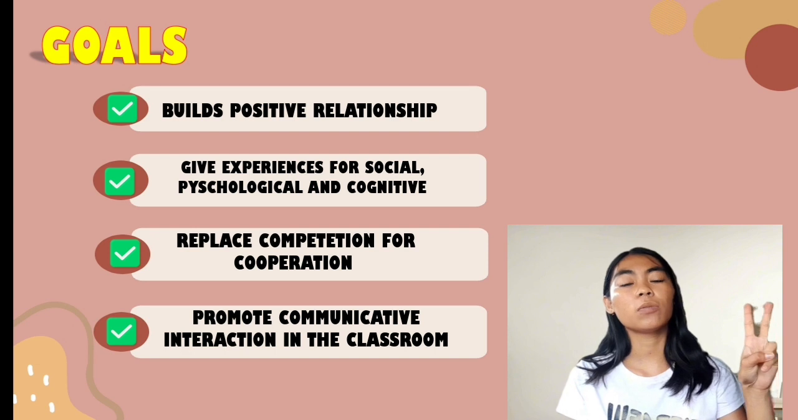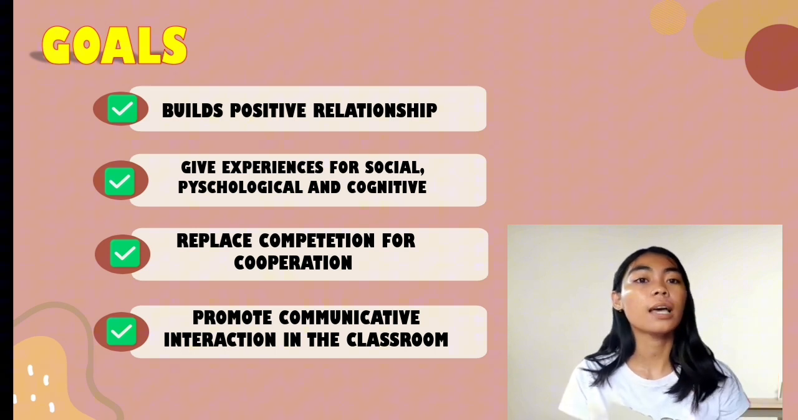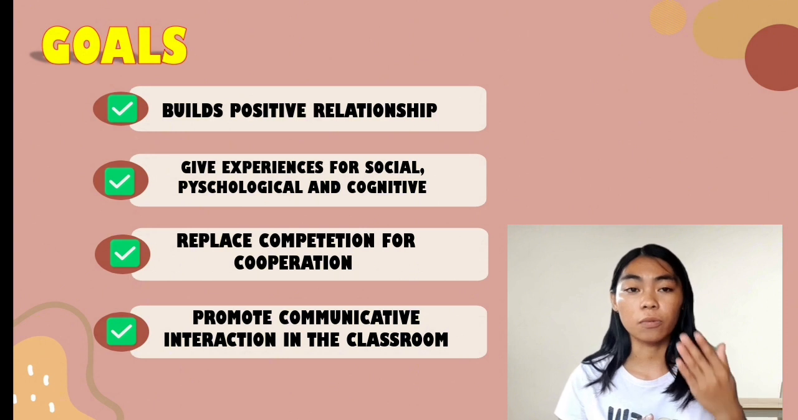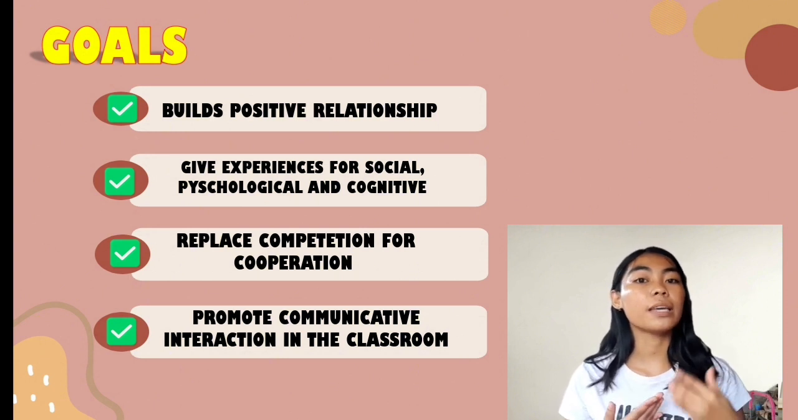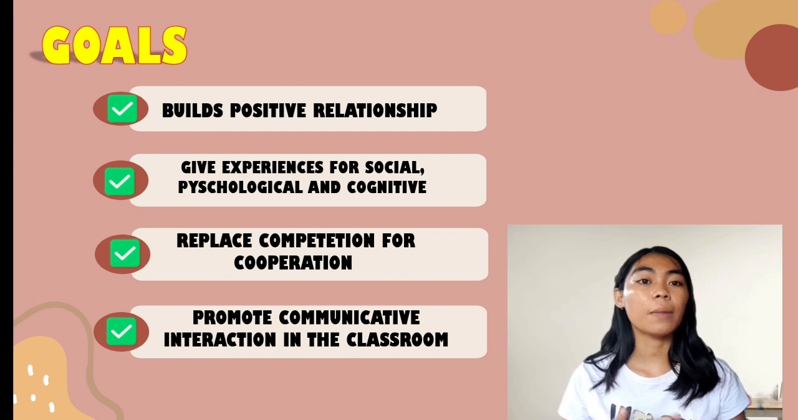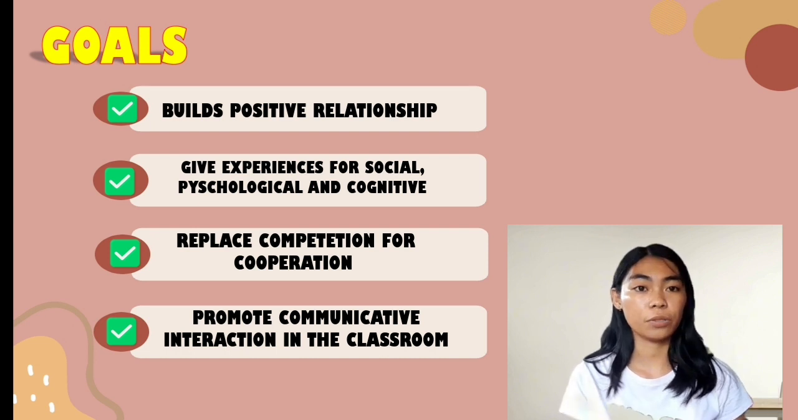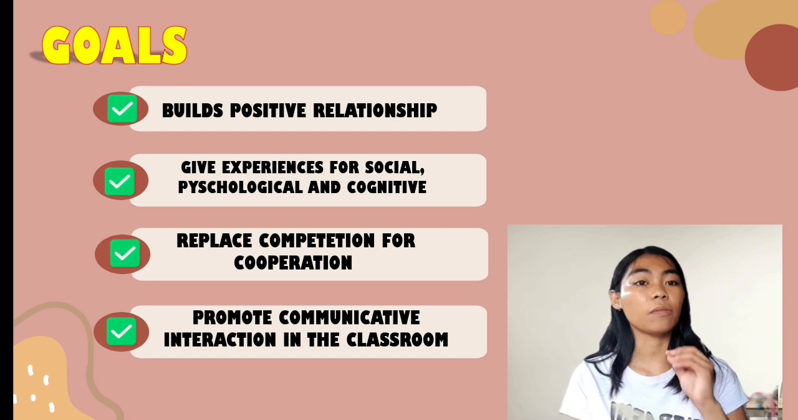The second one is to provide experiences for social, psychological, and cognitive development. We should offer opportunities for learners to develop socially by interacting with peers, psychologically by gaining confidence, and cognitively by engaging in meaningful learning tasks. The third one is to replace competition with cooperation. Just like what I have said earlier, we should let the students know that they are not competitors in the class. We should shift the focus from individual competition to collaborative efforts, encouraging teamwork and shared success.